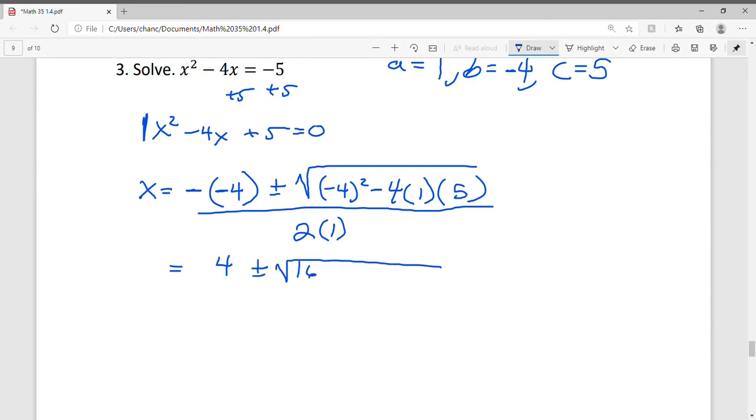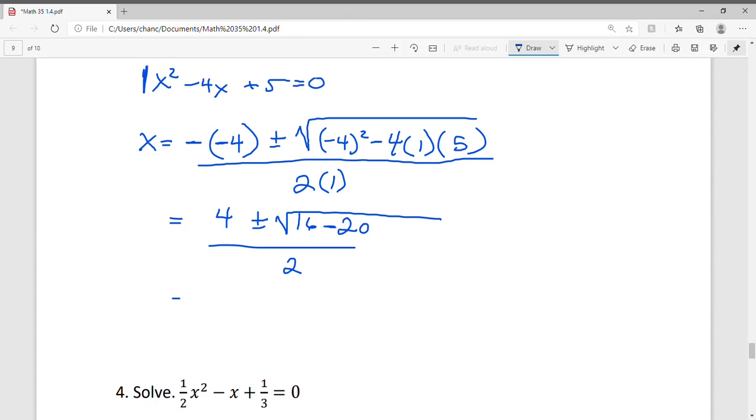This is 4 plus or minus the square root. I have 16 here, that's -4 squared is 16, minus 20 over 2. We have 4 plus or minus the square root. That's -4 inside. Now a lot of people might feel tempted to cancel 4, 2, and 4. Nope, can't do that. This one's in the radical, so you have to simplify first. This is 4 plus or minus square root of -4, that's 2i.